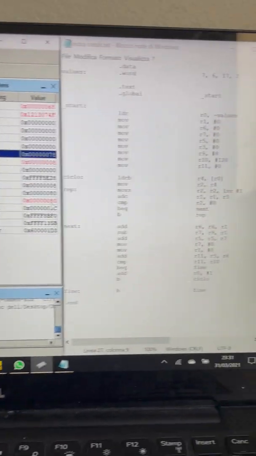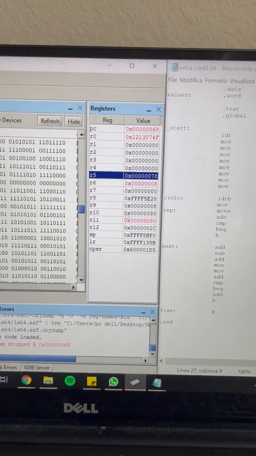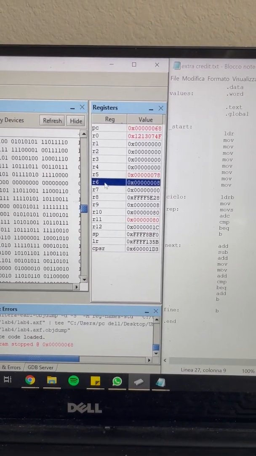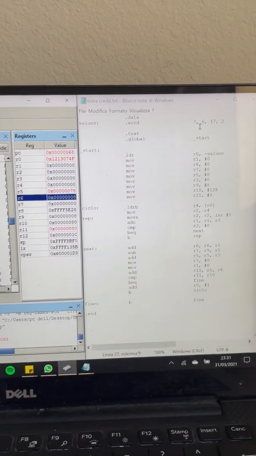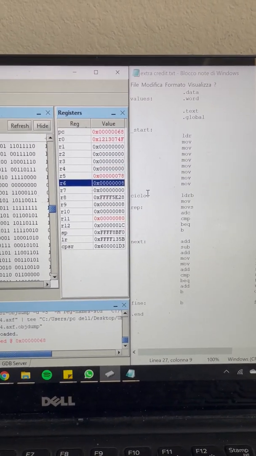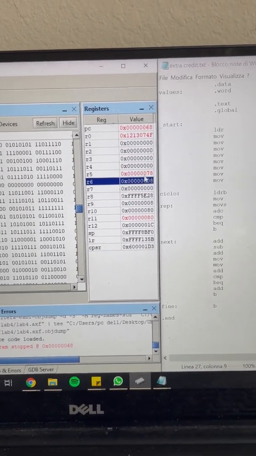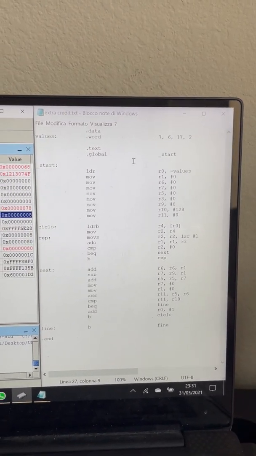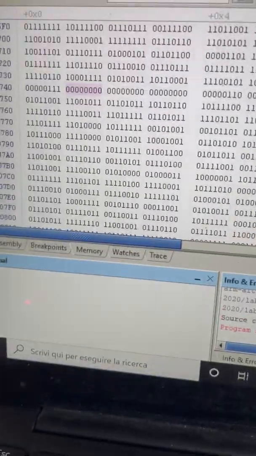Which is correct because R11 was counting if we were counting for 128 bits, and we can see it's also the same as R10. Now we can see R6, the number of ones: there were 8 ones in these 4 numbers, and 78 is whatever was 128 minus 8, so 120 zeros. So in this R0, in these label values, there are 120 zeros and 8 ones.